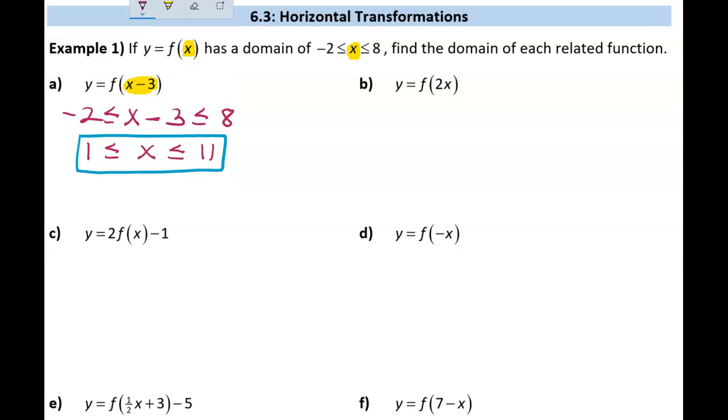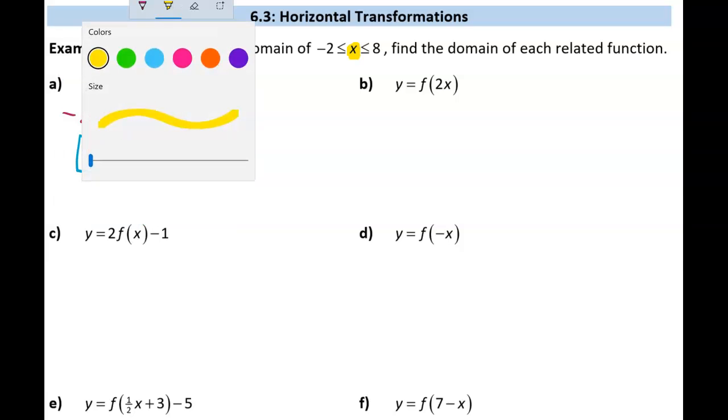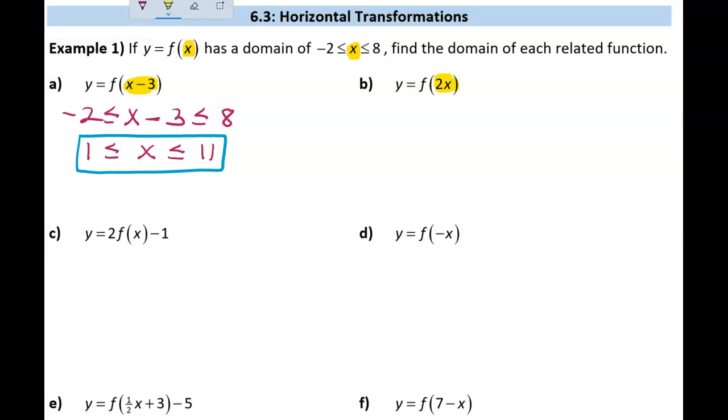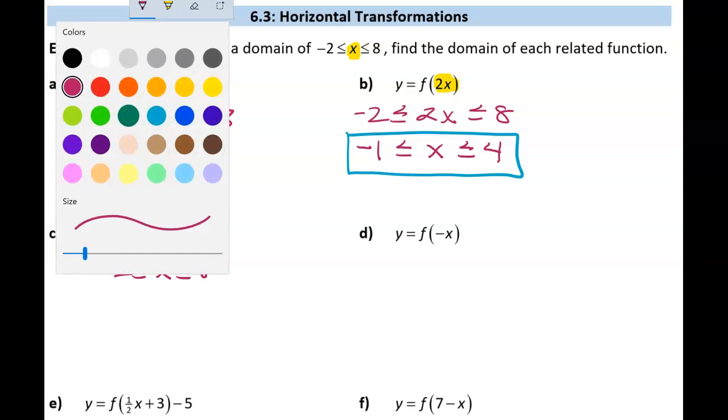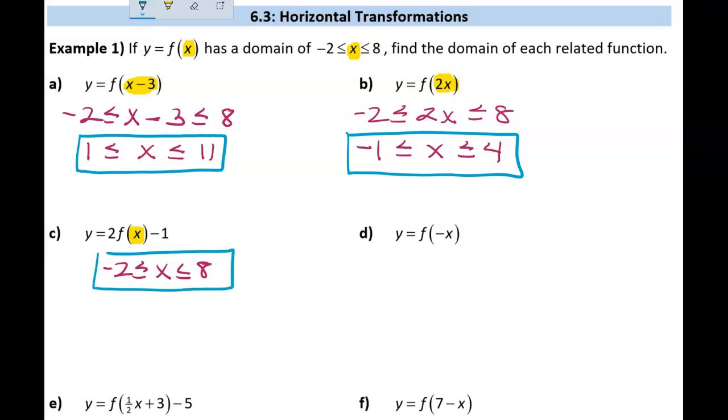All right, let's take a look at f of 2x. This one also has a change in the input. The input is 2x, so 2x has to lie in between -2 and +8. Dividing all three parts by 2, we get -1 to 4 as the domain of the new function. In C, there's a lot going on in this function. There are some transformations, but the input remains x. So there's no change in the input, and so there is no change in the domain. The domain of this one remains -2 to 8.